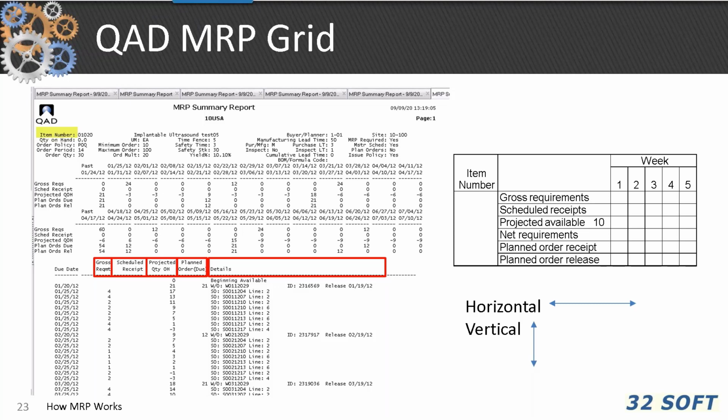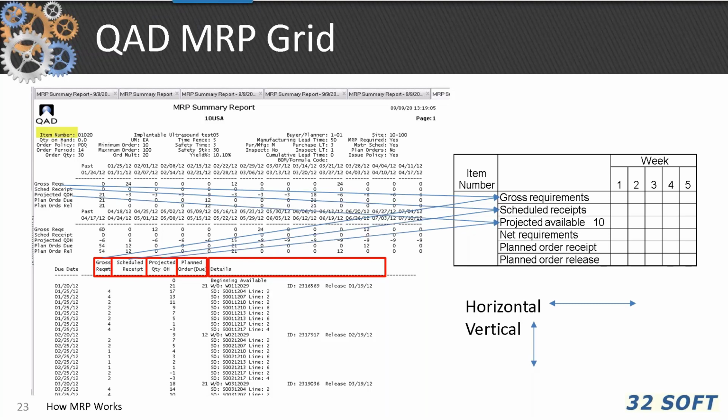But here you can see the MRP grid. You can see that QAD MRP summary report has gross requirements, scheduled receipts, projected quantity on hand, net requirements, planned order release, and planned order receipt. And you can do this in either vertical or horizontal displays.